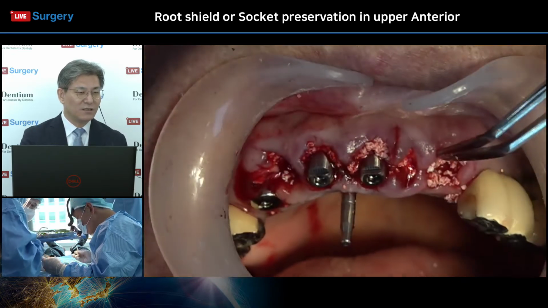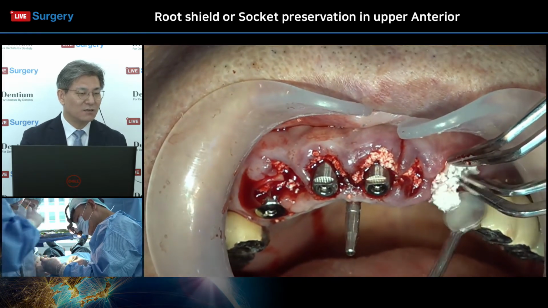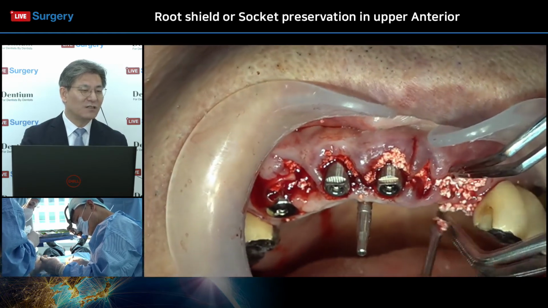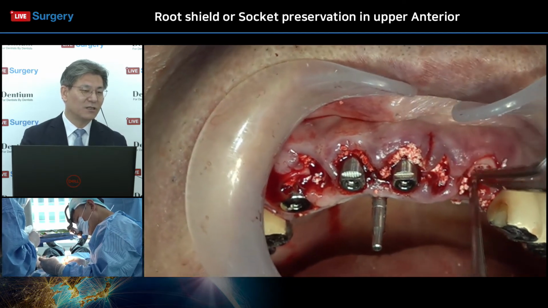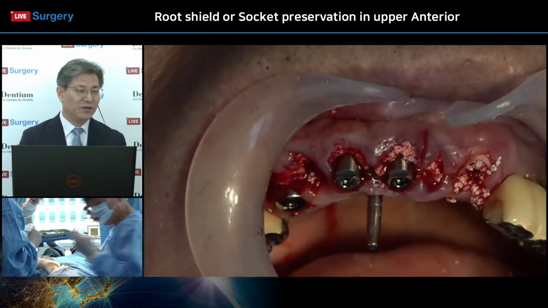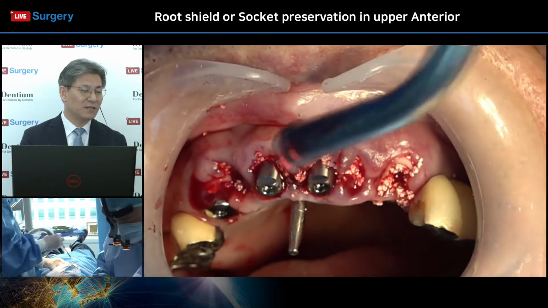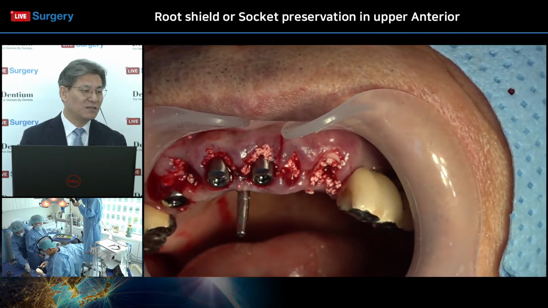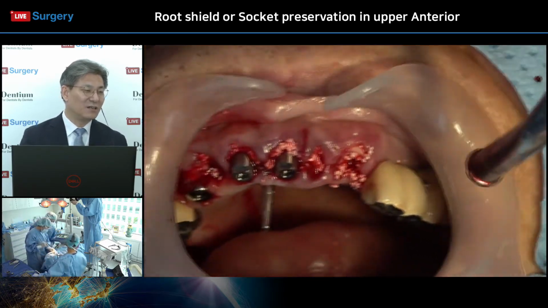Actually, this brand new system doesn't need a countersink, right? Can you remember during the drill sequence? No countersink drill, right? So just final drill and insertion. So in a case like this extraction socket, the immediate area, it is one of the advantages. Yeah, so faster insertions are going well. In just 5 minutes, 3 implants were already done, right? Yeah, it's amazing.